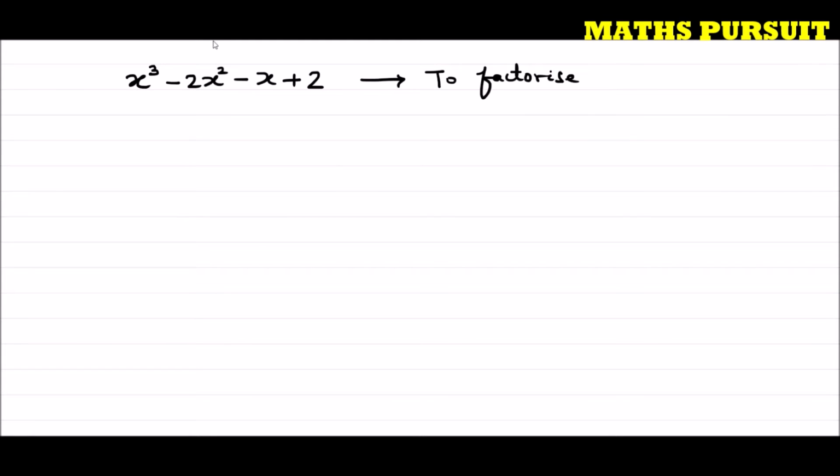Now guys, looking at this polynomial, you can easily say that this is a cubic polynomial. And if this is a cubic polynomial, we very well know that we will be getting three factors. If it would have been a quadratic polynomial, then we would have got two factors. But here, as this is a cubic polynomial, we would be getting three factors. Now, keeping this in mind, let us move ahead.